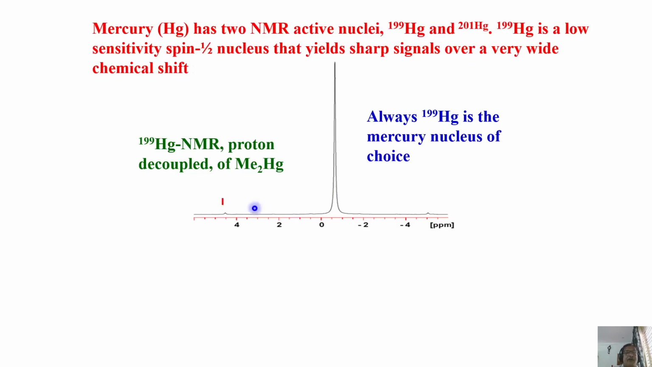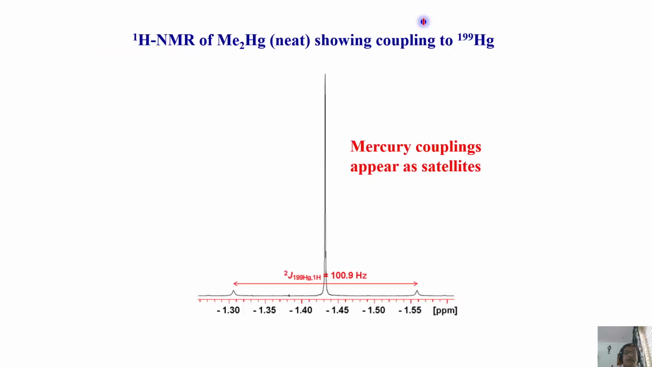But most of the time, what people use is 199, because 199 is a spin-1/2 nucleus, and 201 is a quadrupolar spin that normally is not studied. So the most favored nucleus for all of us, if you are studying mercury, is mercury-199. Okay. So now a proton NMR spectrum of dimethyl mercury is taken, a neat sample without dissolving anything.